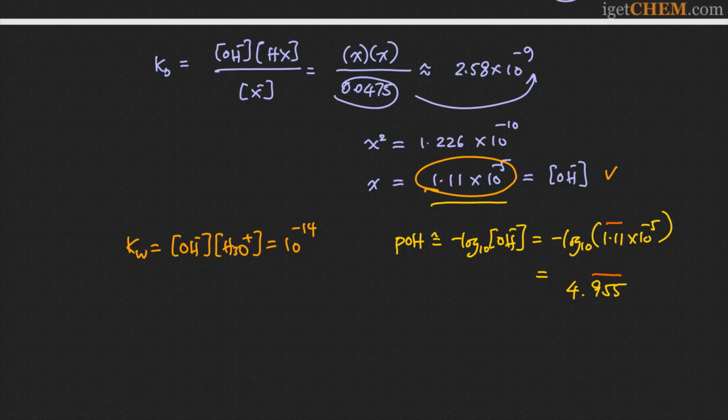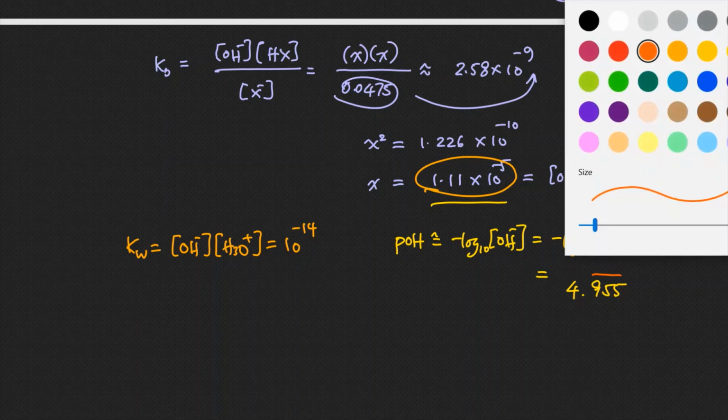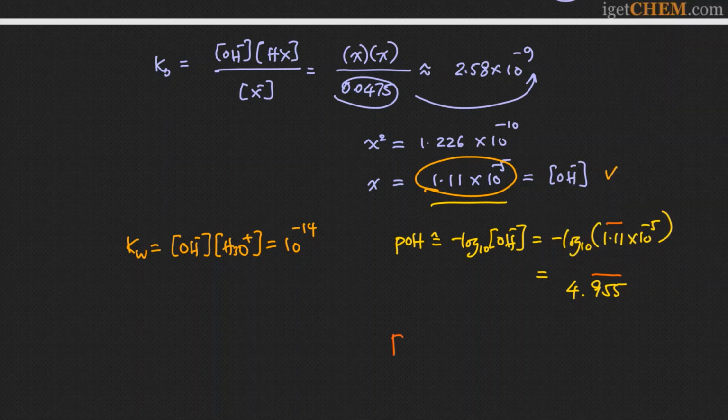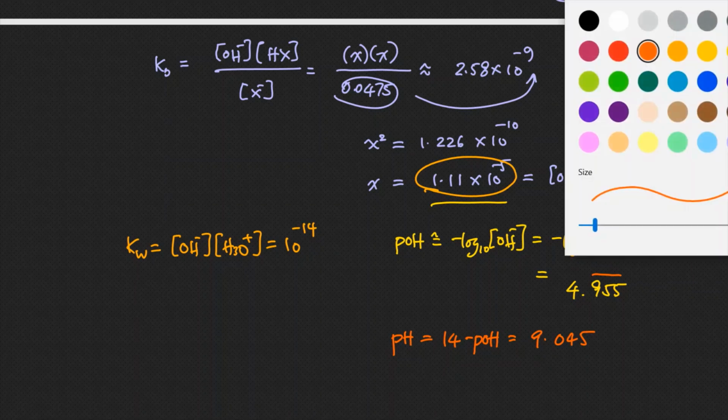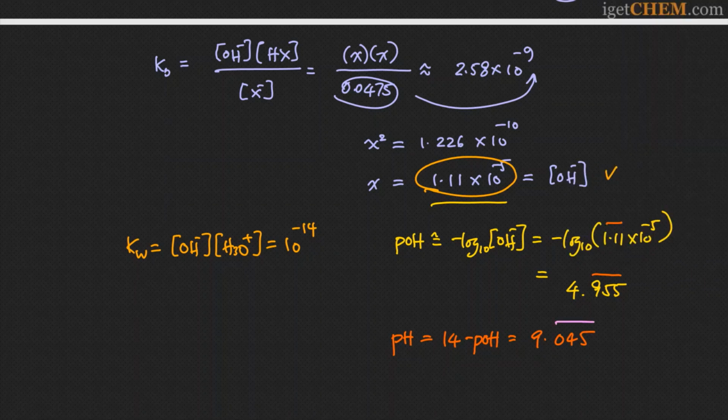So finally, you need to calculate the pH, and that's fairly straightforward because pH is equal to 14 minus pOH, because the sum of pH and pOH has to come out to be equal to 14. And so if you subtract 4.955 from 14, you will get 9.045. Again, we have 3 significant figures after the decimal point to properly reflect the precision in the OH minus concentration. So this is then finally the solution.